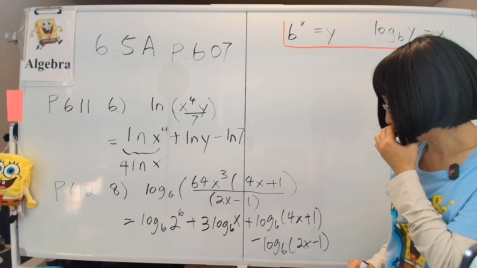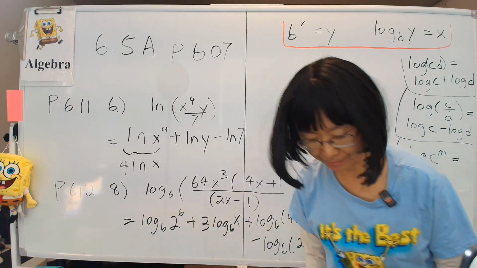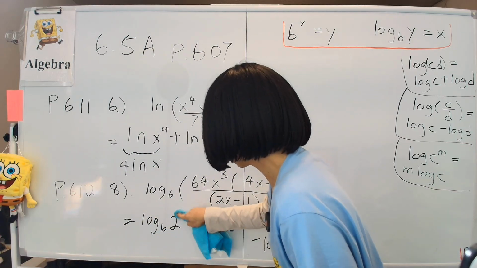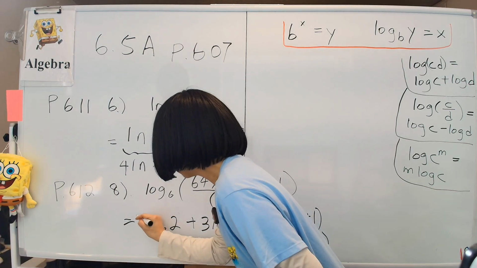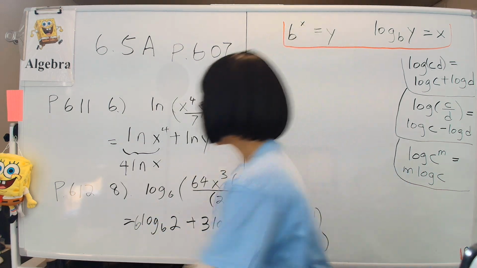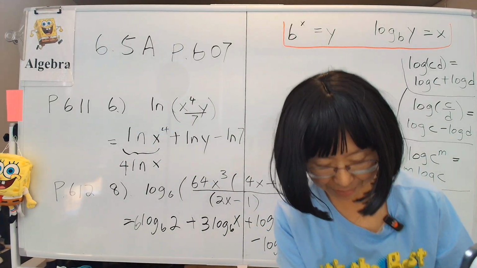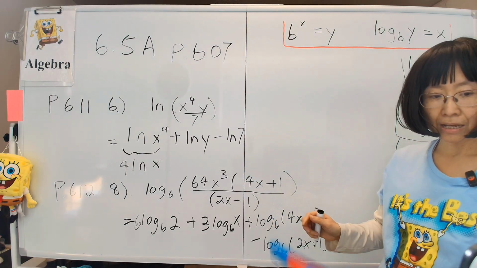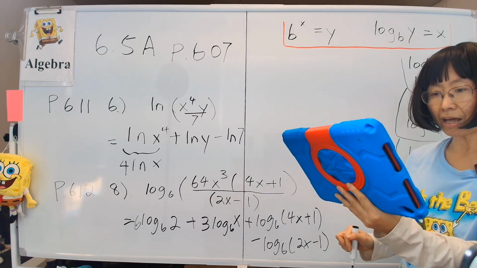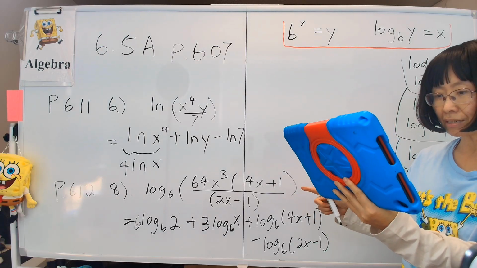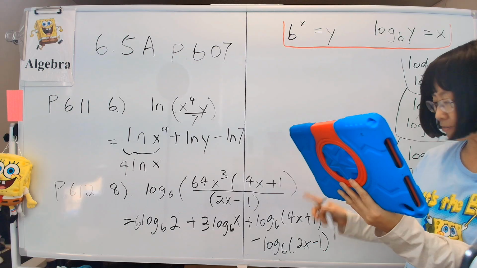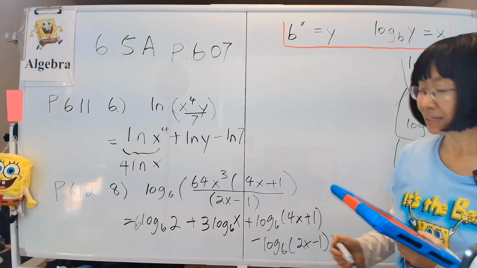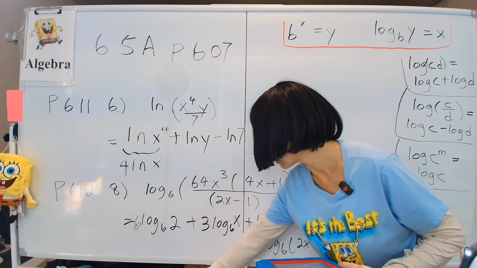And that's it, and we'll kick the 6 in front. We'll do that by getting rid of it and putting it over here. That way we don't have to write this whole thing again. So that should be the answer. Let's check to see if I missed anything. What is the answer? The answer is 6 log of 2, 3 log x, log 4x plus 1 minus log 2x minus 1. That's it. See? As a logarithm, it is very easy to do, most of the time.